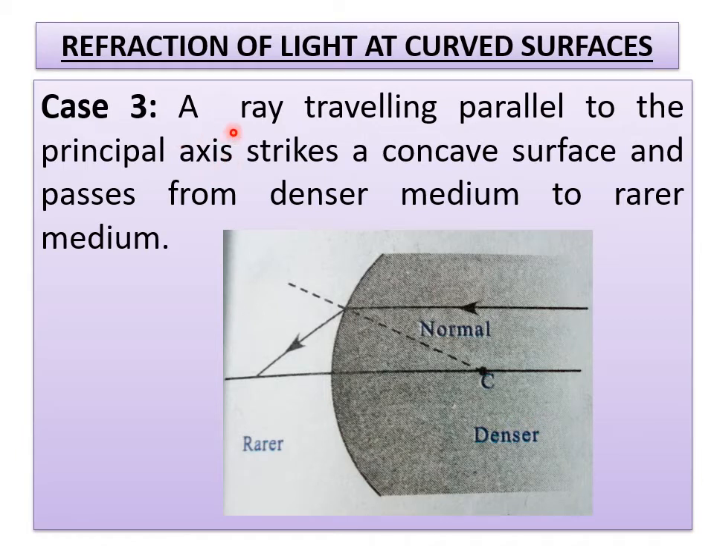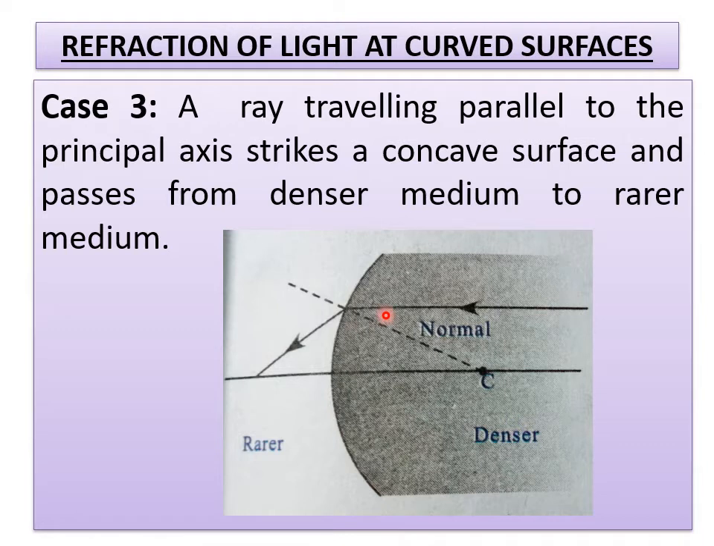Here, case 3: a ray traveling parallel to the principal axis strikes a concave surface and passes from denser medium to rarer medium. So this is your concave surface, a bent-in surface we will consider, and this is your denser medium and this is your rarer medium. Again, this is a normal passing through the center of curvature. Now we have to consider a ray parallel to the principal axis. This is the light ray we have taken. So when it strikes the concave surface, the ray is moving from denser to rarer in this case.